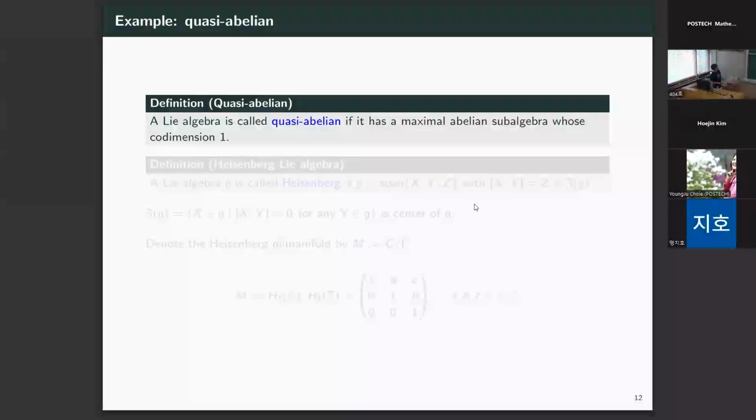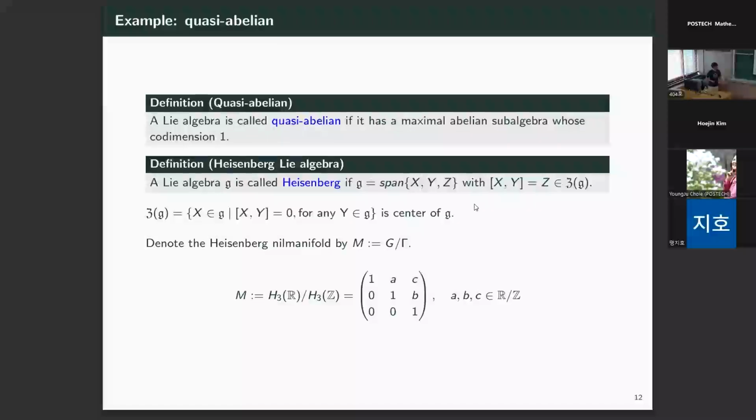So this is an example for Lie algebra. Because it is easier to consider the Lie algebra instead of the Lie group in some computations. So a Lie algebra is called quasi-abelian if it has a maximal abelian subalgebra of codimension 1. So one example is the Heisenberg.